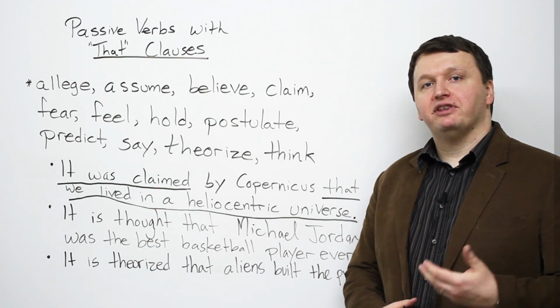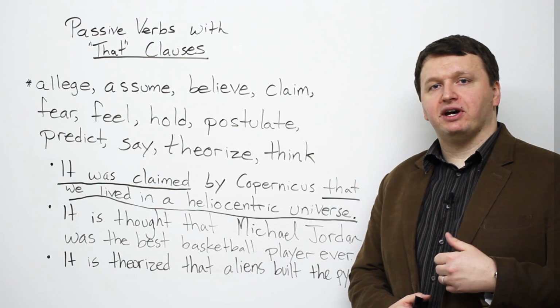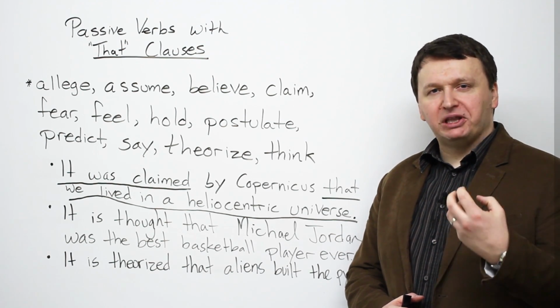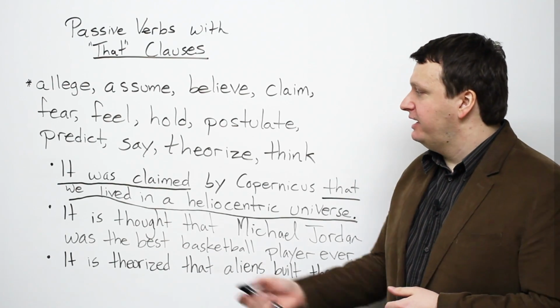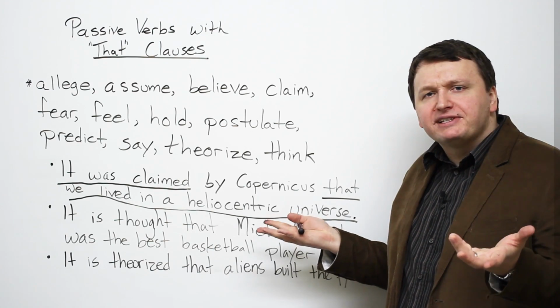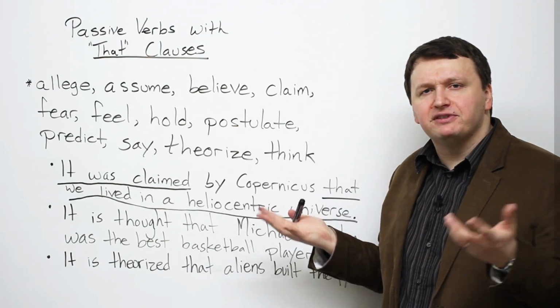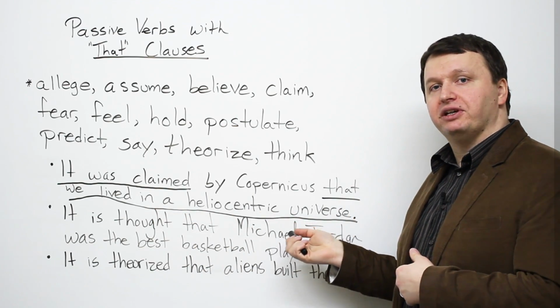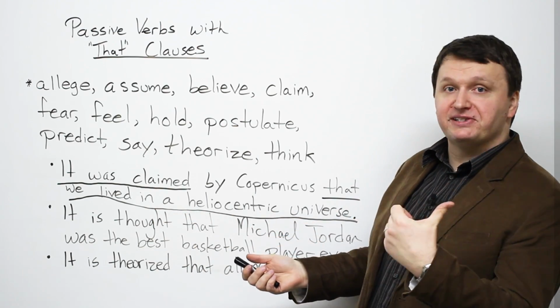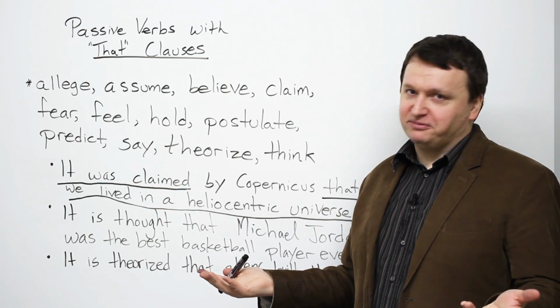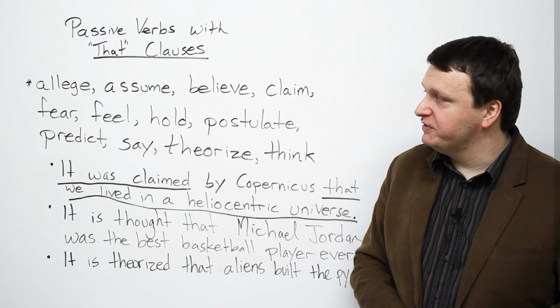So first you have the passive construction when you're talking about making an argument or a claim or a belief, a theory, and here we have the that clause. Well, what was claimed? What was believed? What was said? That we lived in a heliocentric universe back in Copernicus's day. That's what he said, and we still do, and obviously do, live in a heliocentric universe.